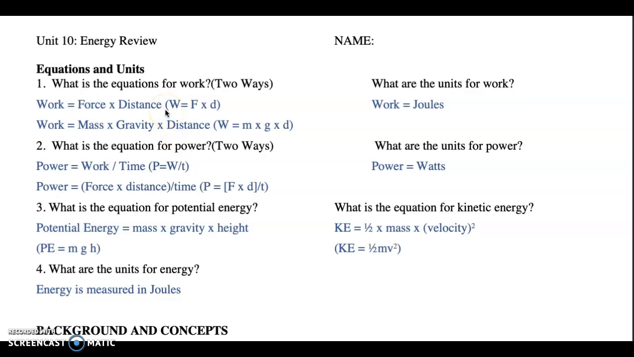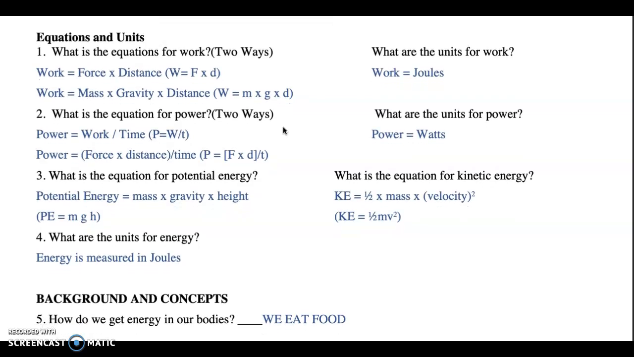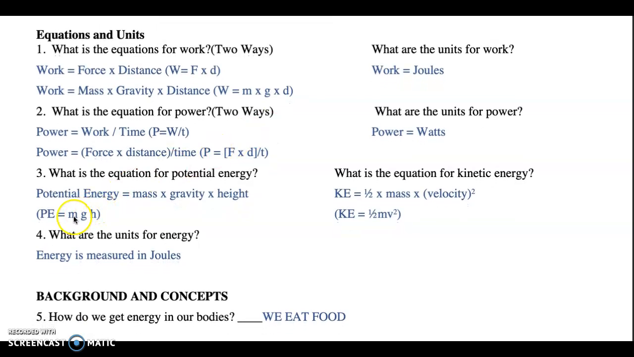So we had 4 equations. One was for work, which is force times distance, F times d, which is measured in joules. Another way you could represent work, if I lift an object straight up, the force is actually equal to its mass times gravity, so m times g times d. And if you look really closely, that's actually the same as basically lifting an object straight up for potential energy. So those two equations are exactly the same.